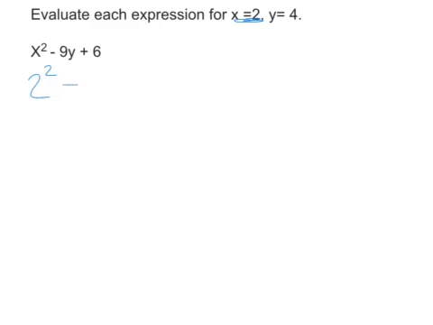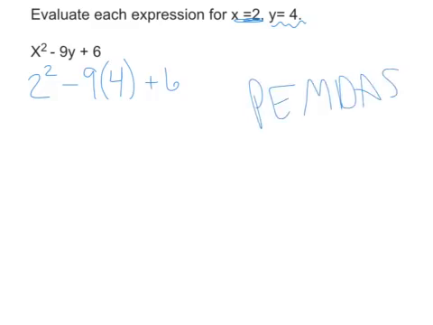Bring down the minus, bring down the 9, and the y is 4. So we're going to put a 4. Same thing, the 9 and the y are beside each other, so that means you're multiplying by this 4, so we have to put parentheses and bring down the plus 6. Same thing, we're going to come over here, we're going to write our PEMDAS. And so P is parentheses, so we don't have any parentheses. We have a set of parentheses, but that's a single number, so that means to multiply, so we'll get rid of that. Our E is exponents.